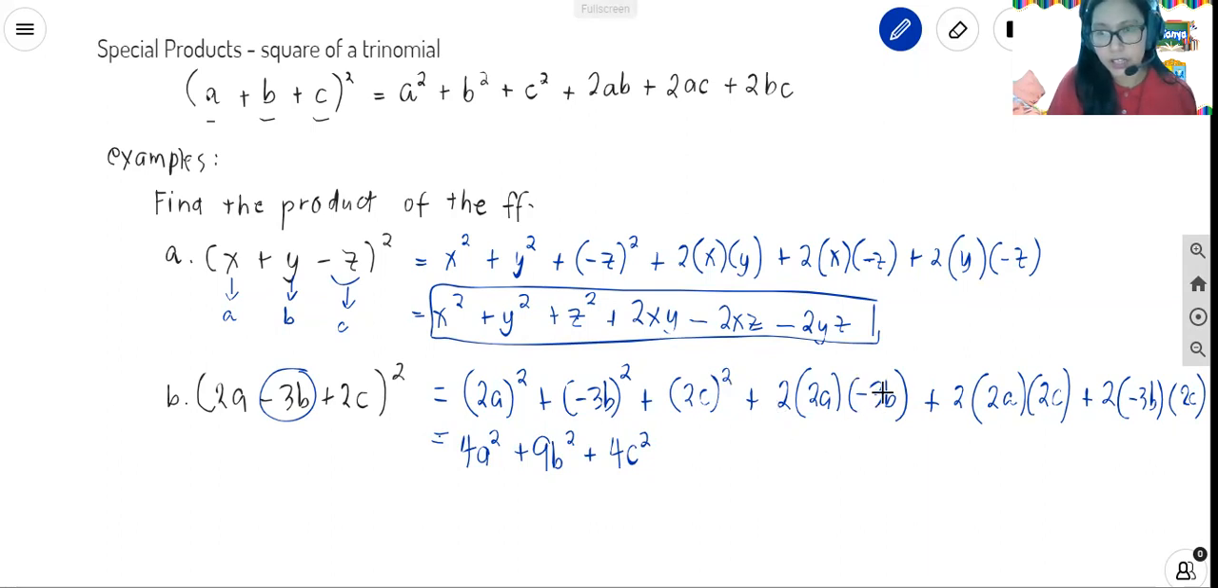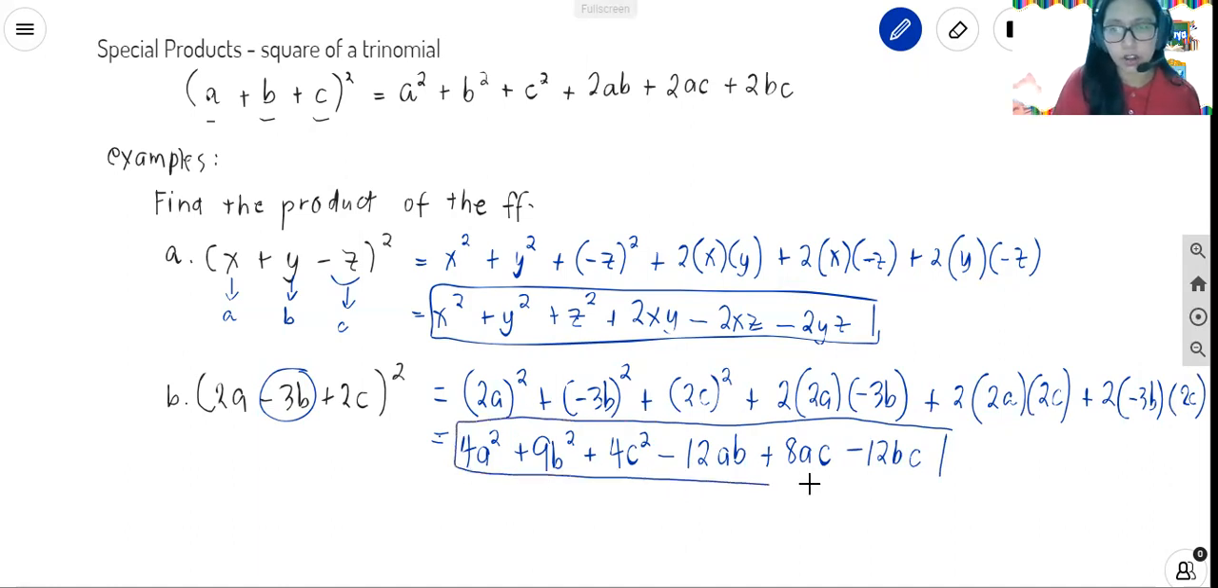Then for here, since there's a negative sign here, that positive times negative is negative, so we will have a negative sign. 2 times 2 is 4, times negative 3 is 12ab. All of the signs here are positive, so it will be plus. So 2 times 2 times 2 is 8, 8ac. 2 times negative 3 times 2 would give you negative 12, so negative 12bc. And this is the product of 2a minus 3b plus 2c quantity squared.